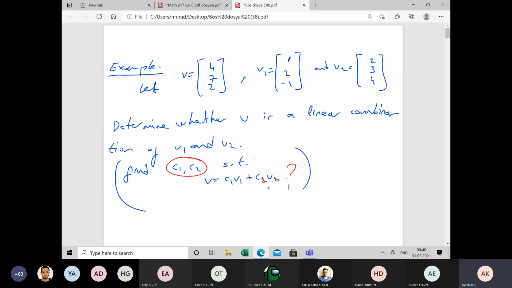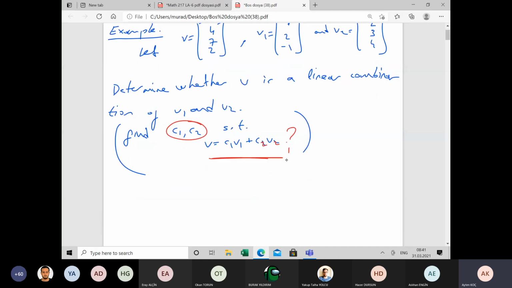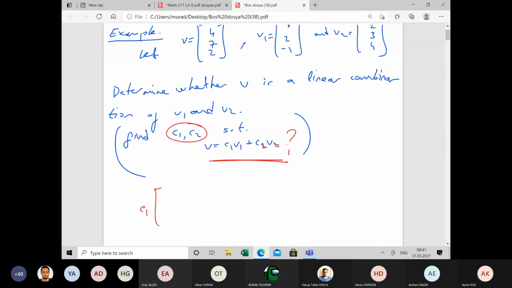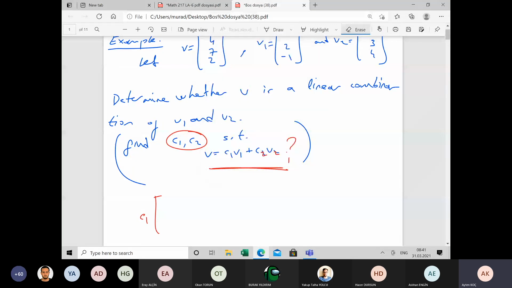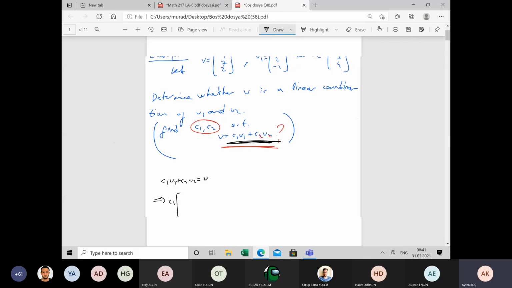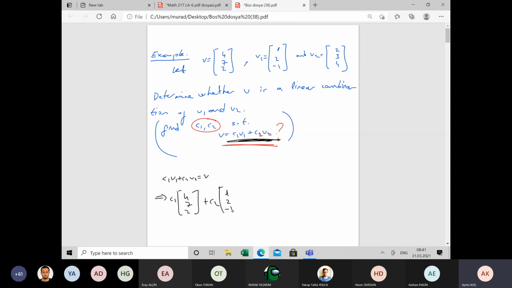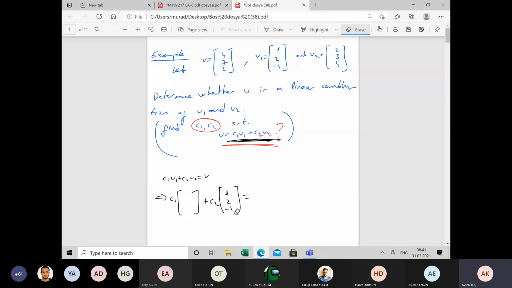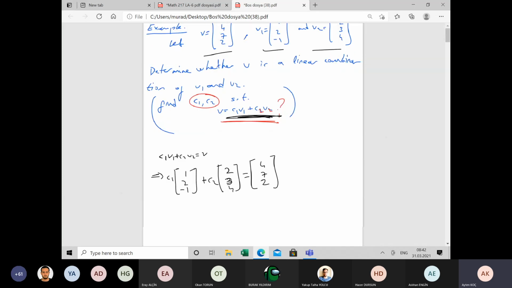Let's start. Use a different color. Write this part: C1 V1 plus C2 V2 is V. C1 times V1 plus C2 times V2, where V2 is (2, 3, 4), V1 is (1, 2, minus 1), and V is (4, 7, 2). Our aim is to find C1 and C2.